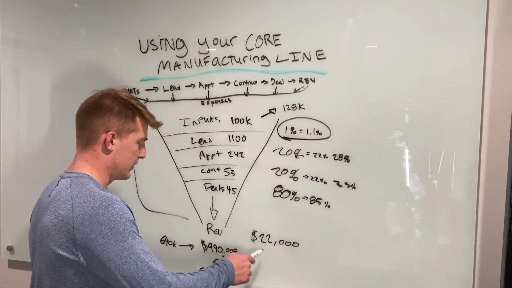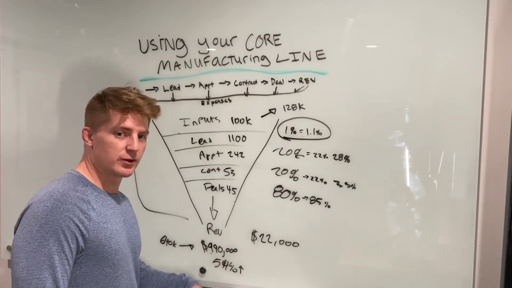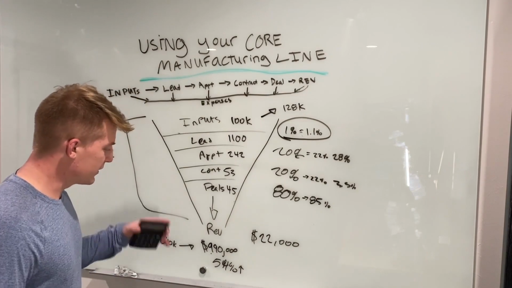So you're able to say, hey, I don't know, I like that number. I like the change, right? 300,000. It's nice. So anyways, this is how you use the manufacturing line.